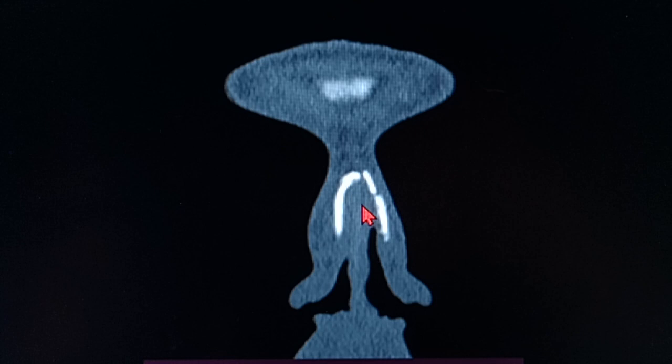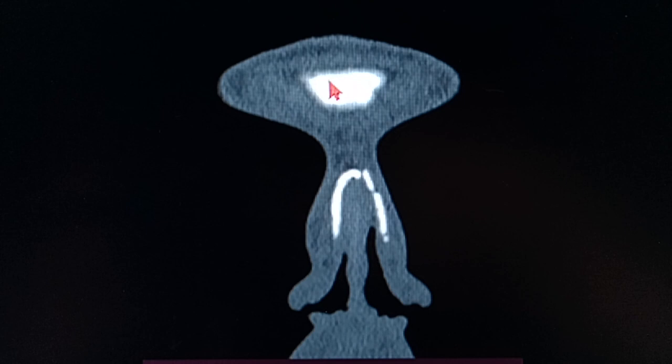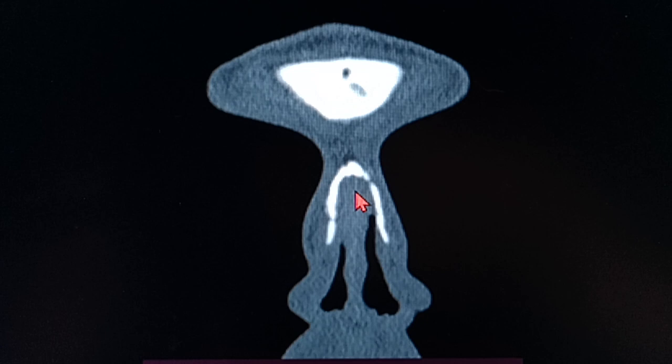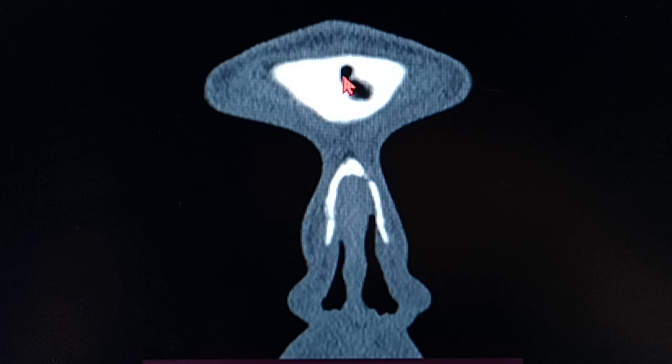So as we go behind, you can see one more bright white structure coming in. That is the frontal bone. The second bony structure which you can see right now is the frontal bone. You can still see the frontal skin over here. Still, the perpendicular plate of the ethmoid is not visible, so you've got to keep that in mind. As I'm going behind, you can still see that same frontal bone, and you can see some pneumatization, a cell coming into the picture right now.